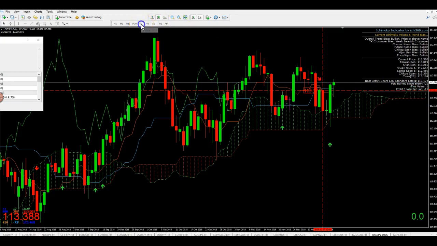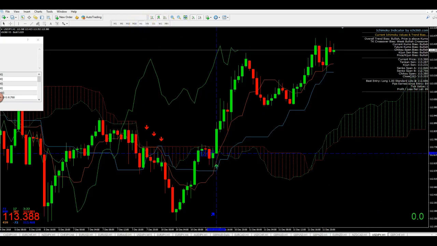The Ichimoku system, I would say, is by far one of the best trading systems that I know of. Now, some people see it as an indicator, but I see it as a system because it has multiple indicators within it.